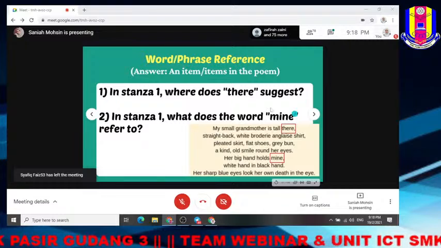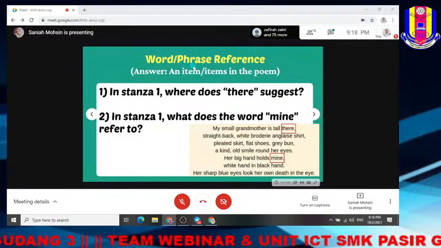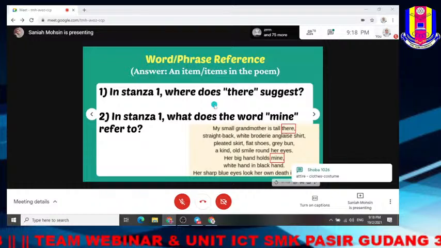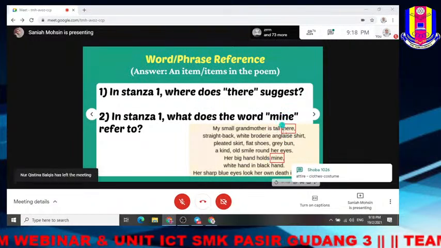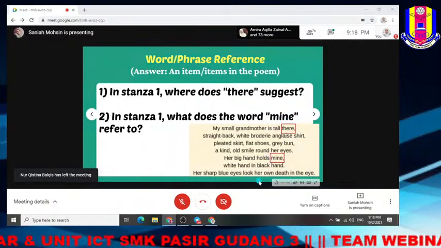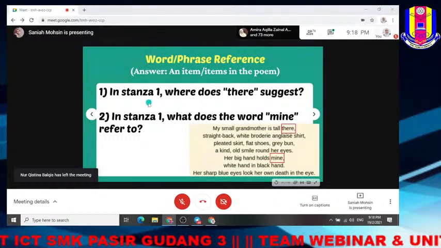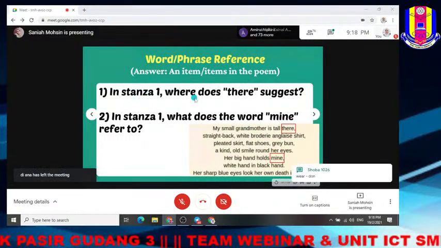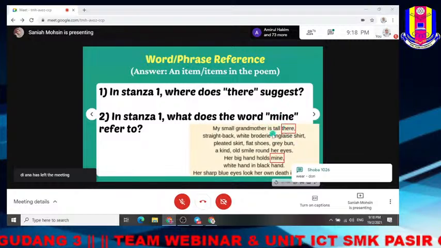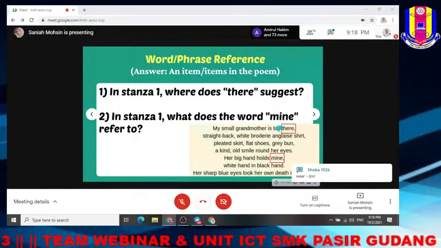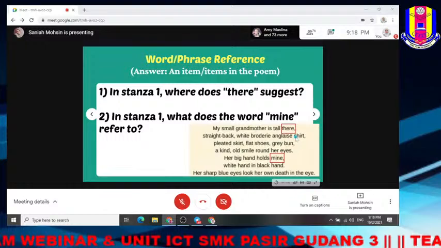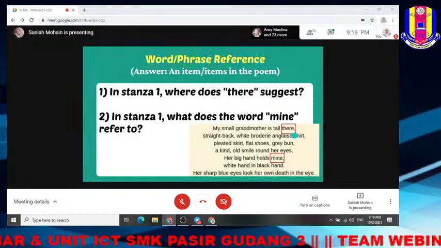Okay, sometimes dia akan tanya soalan tentang word atau phrase. Okay, maksudnya dia akan tanya perkataan dalam poem ni and they ask you to explain. Okay, for example, in stanza 1, where does there suggest? Okay, my small grandmother is tall there. So there kat sini merujuk kepada kat mana? So you have to answer.